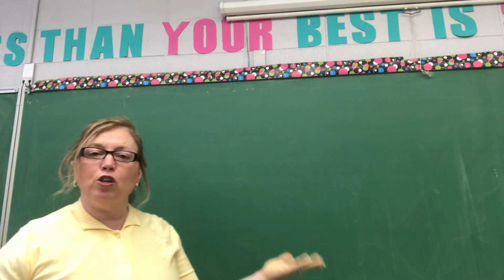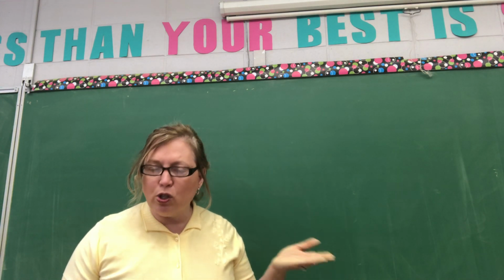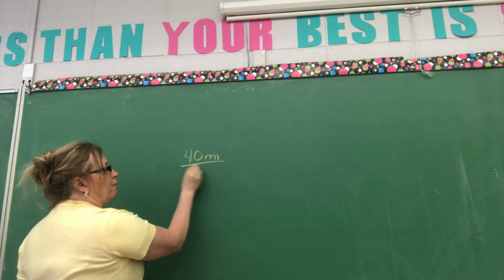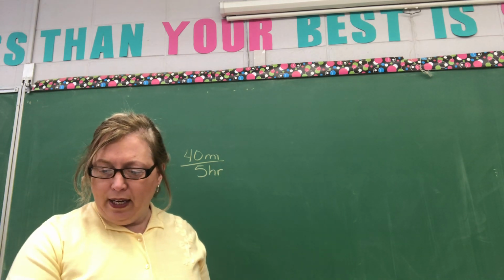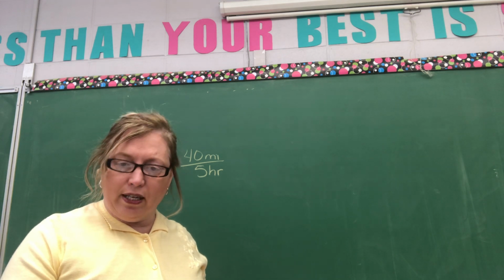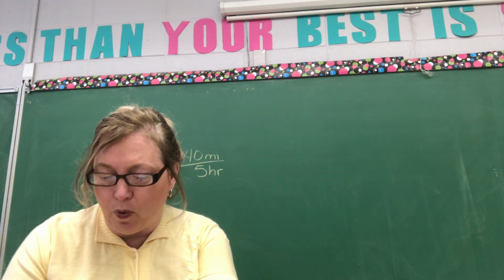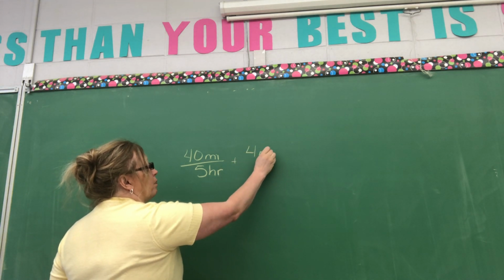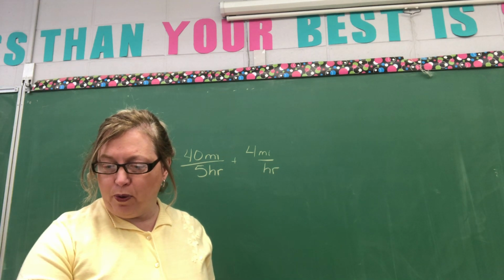So the first thing we're going to do is go back to our original speed. How fast was the stagecoach going? Well, he was going 40 miles in 5 hours. Now, what I want to do with that is add the increase. How much did he increase? Well, it says we're going to increase 4 miles per hour. So we're going to take this and increase it by 4 miles per hour.